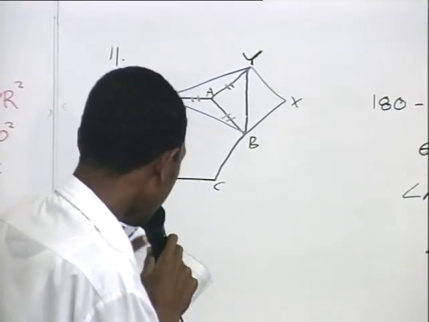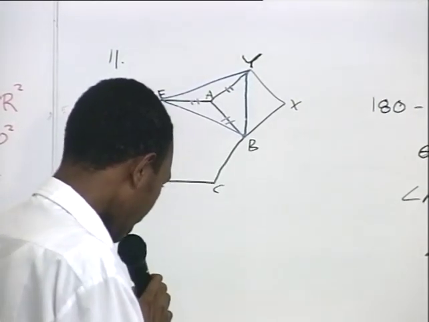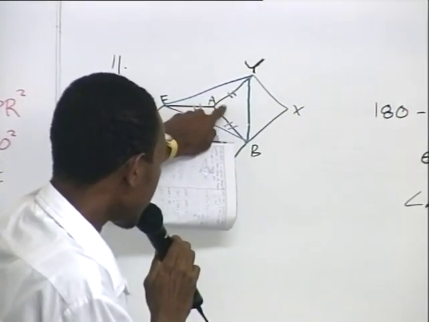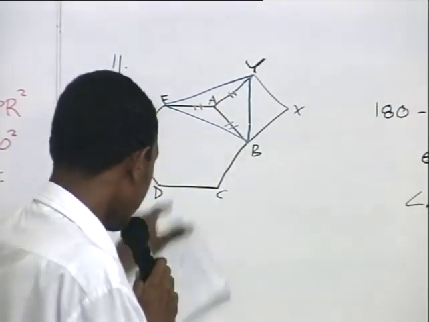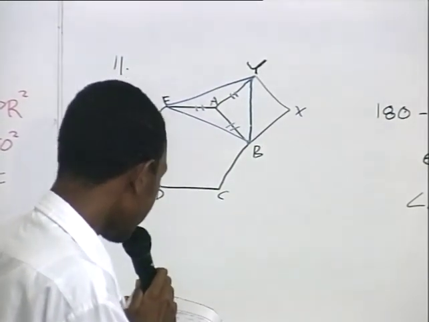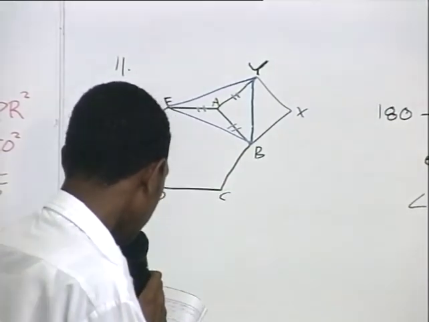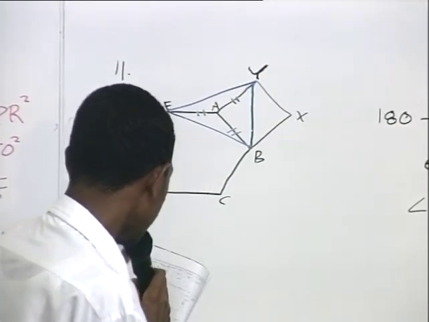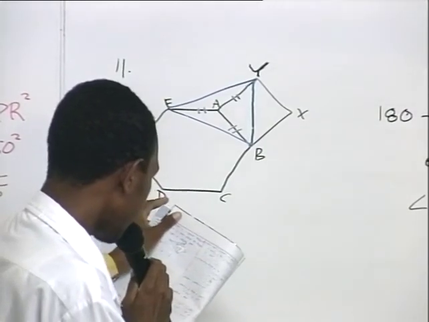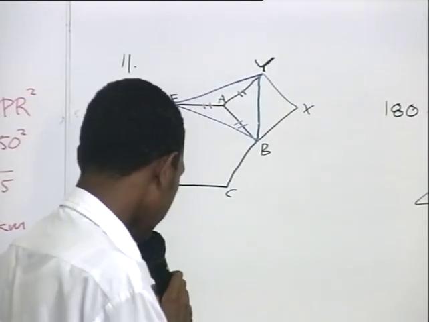Then we have to find angle FAY, which is this angle. Angle FAY is equal to 360 degrees, as these three lines meet at a single point. So 360 degrees minus angle BAY plus angle BAF is equal to 360 degrees minus 90 degrees plus 120 degrees, which is 150 degrees. So angle FAY is 150 degrees.